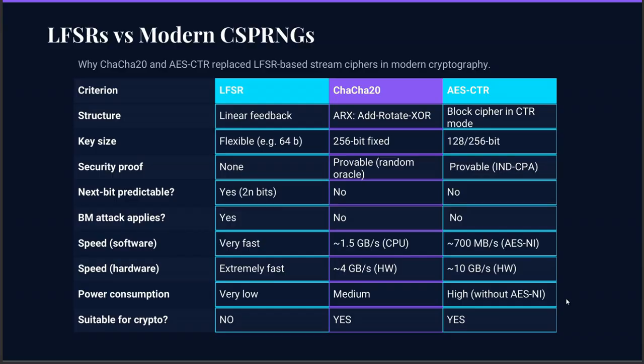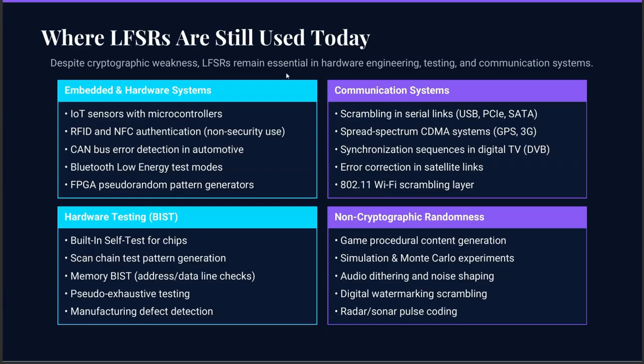Even though LFSRs are insecure for encryption, they are still extremely powerful in engineering systems. They are widely used in hardware testing, FPGA validation, communication scrambling, GPS spreading systems, satellite communication, and simulation systems. In these applications, speed, simplicity, and pseudo-randomness are more important than cryptographic security. So, LFSRs are not obsolete, they are simply used in the correct domains.